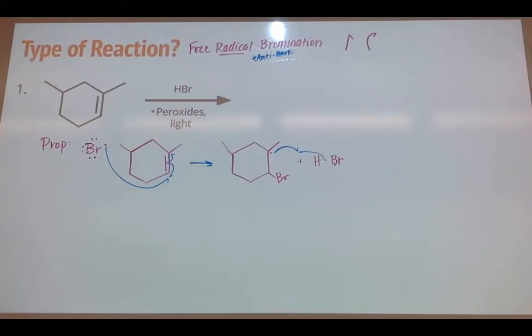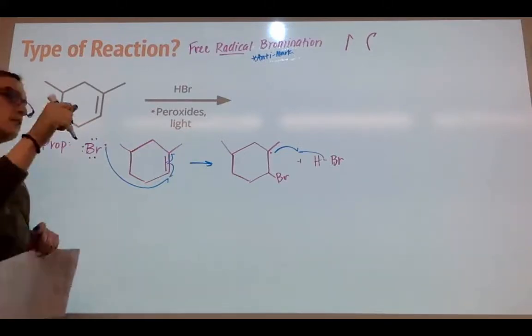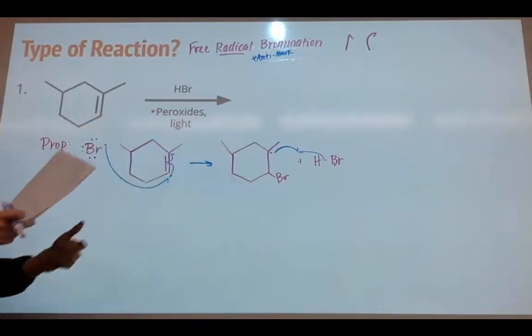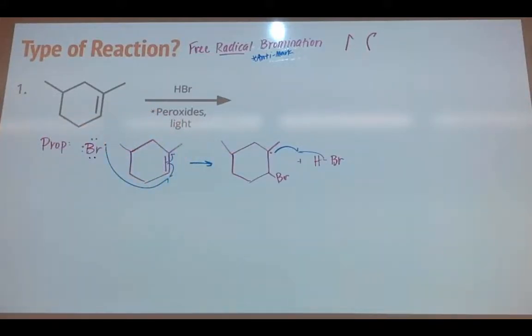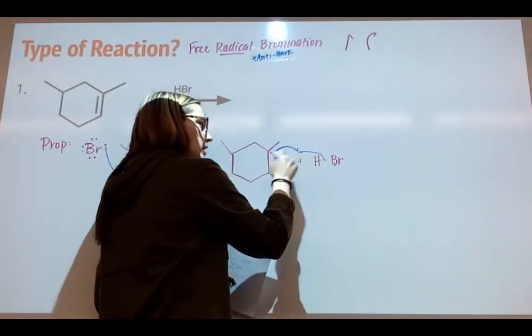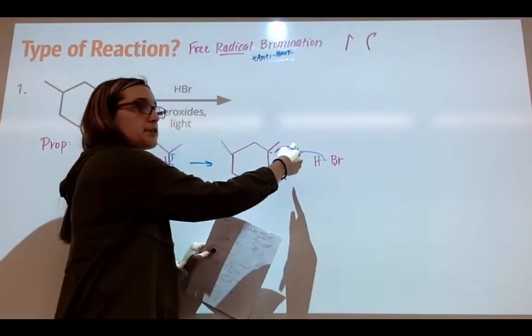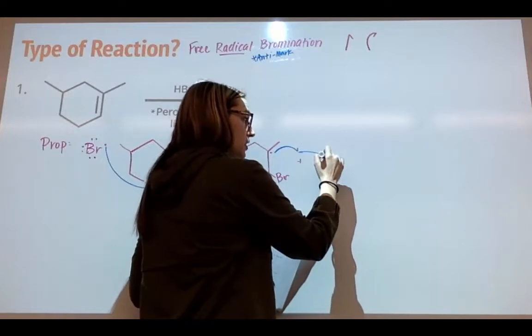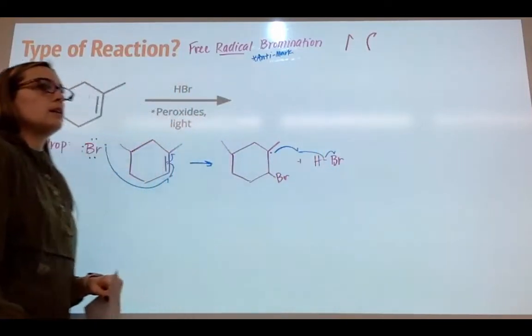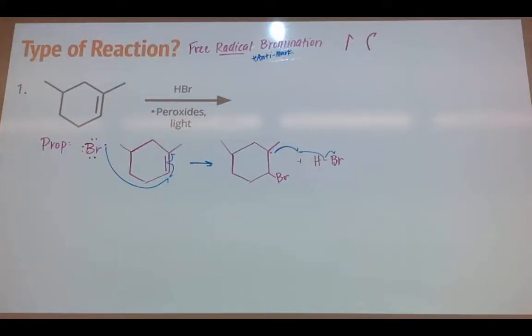Now it doesn't matter which way the head of your arrow points. Mine probably is different from what I wrote down up here. As long as you only have half of the head of the arrow, you're good. So one of the electrons from this bond will meet this electron. That's going to form a bond to the hydrogen. And now this other electron is going to go back to the bromine. So we're going to continue to have that bromine radical until we terminate this process.